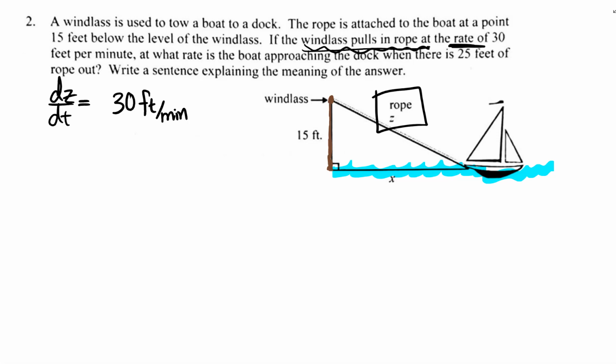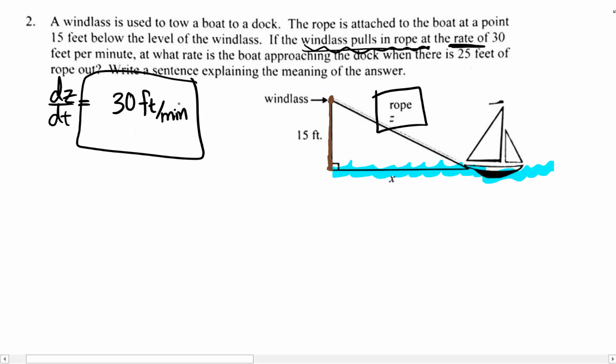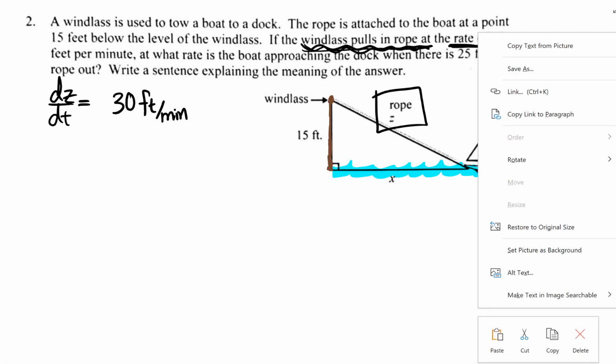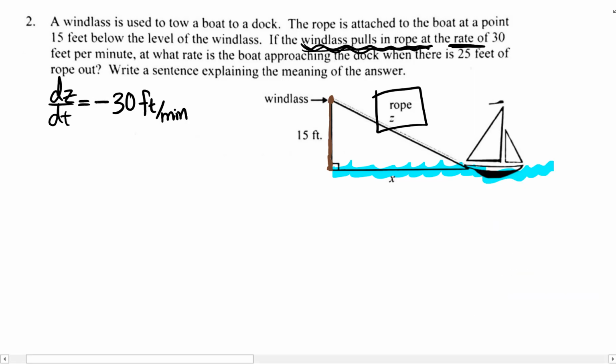There's one other piece of information. Is this an increasing rate or a decreasing rate? Is the rope length getting longer or is it getting shorter? Well, if the windlass is pulling the rope in, then it is getting shorter. The length of the rope is decreasing. So you have to make this rate negative.